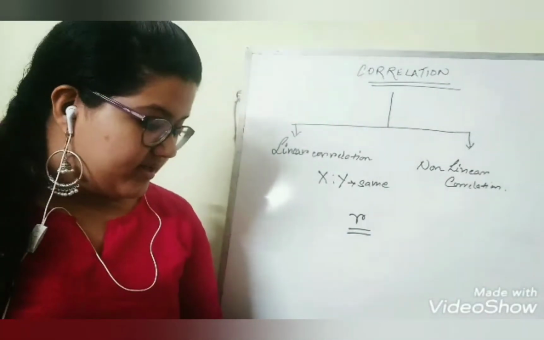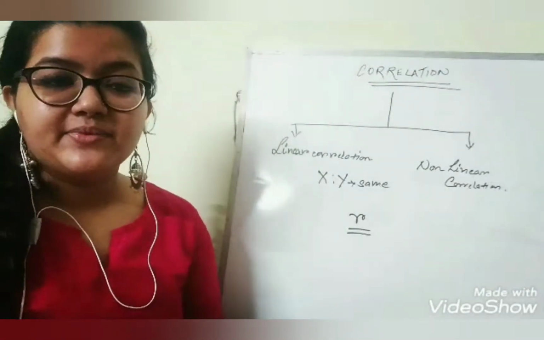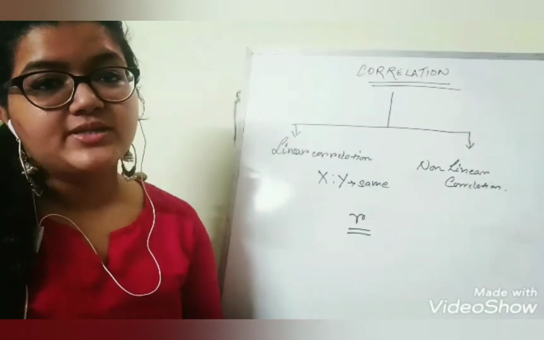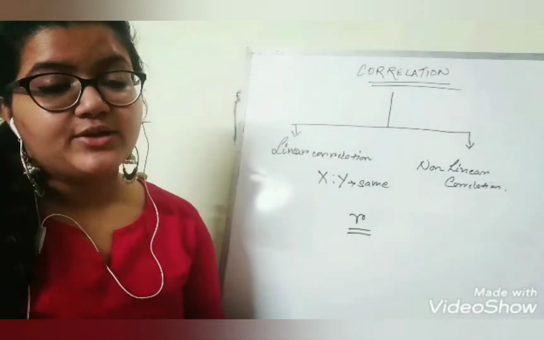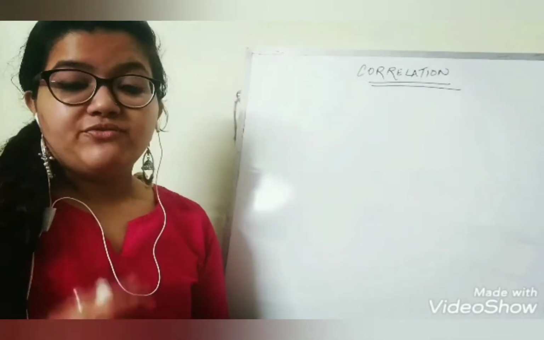Now next, there are four methods of correlation. Number 1 is two-way frequency table. Number 2 is scatter diagram. Number 3 is Karl Pearson's correlation coefficient, and number 4 is Spearman's rank correlation coefficient.